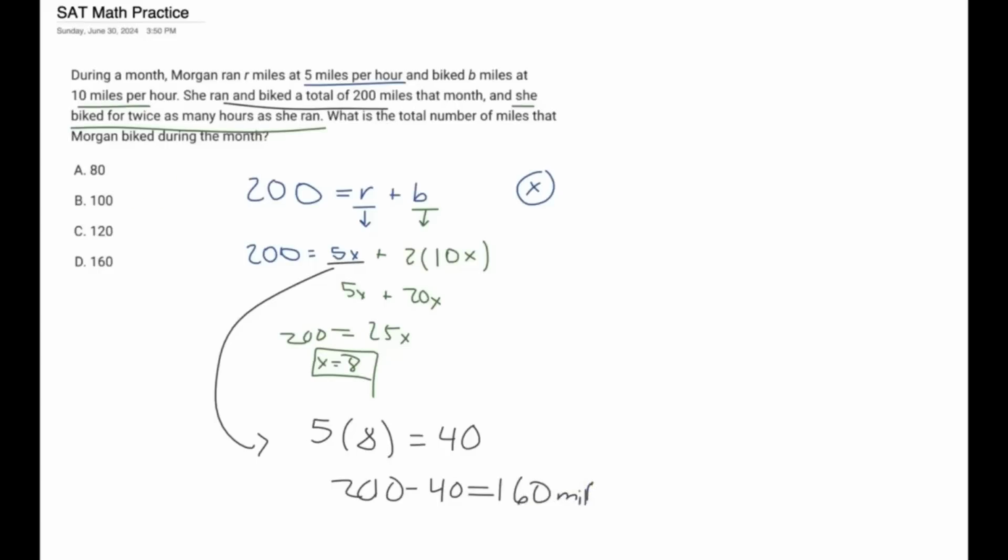And there's another way you can check. Using this equation right here, 20x, so 20 times 8, that value of 8. And guess what? That also gets us 160 miles. And so our final answer is D.